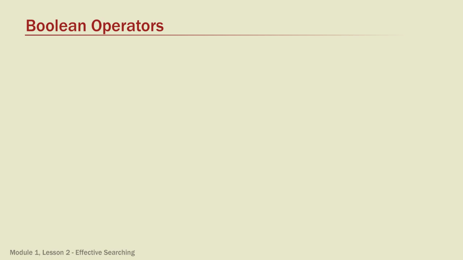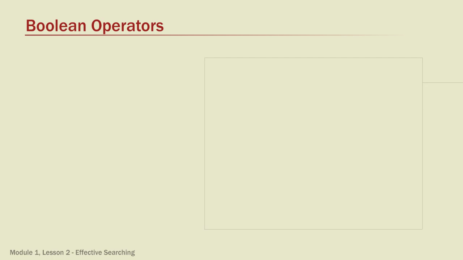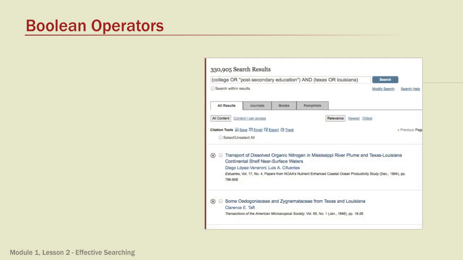For example, to search for information on bicycle lanes and traffic safety, link the two phrases together with AND. For a more complex search, you can use parentheses to group a set of Boolean operators. The database will perform the commands inside the parentheses first, then process the results. In this example, the search string will find one set of results that use either the term college or the term post-secondary education. Find the results that discuss both Texas and Louisiana, and then show only the results that overlap.